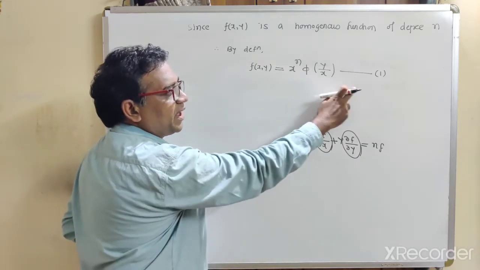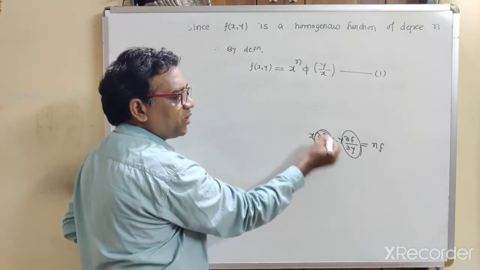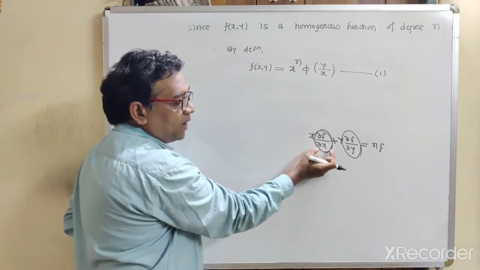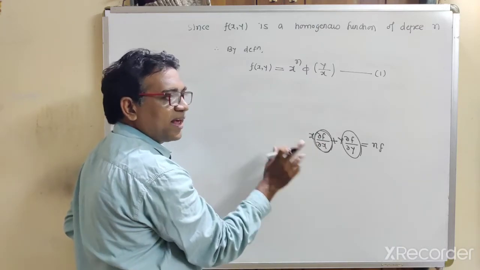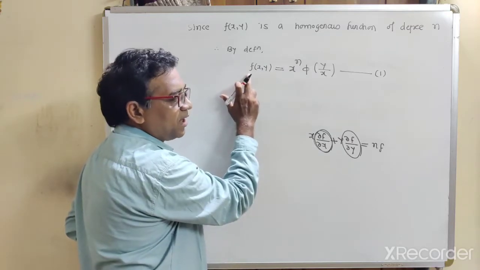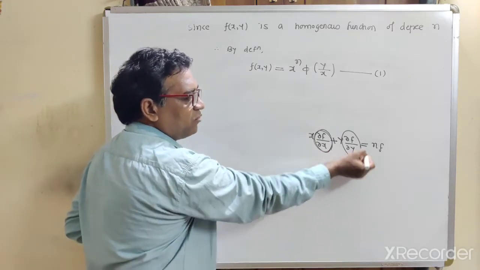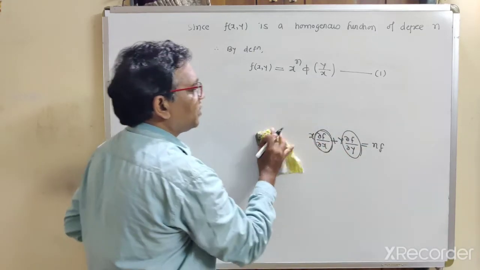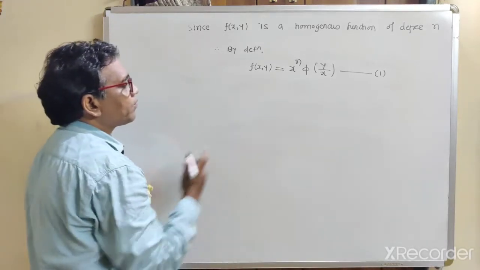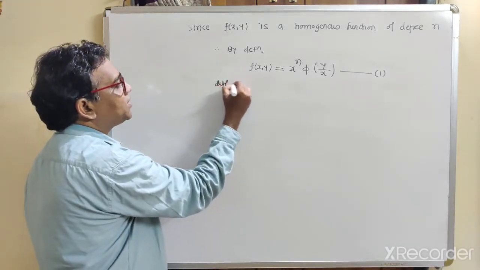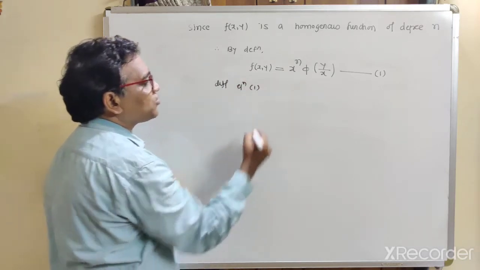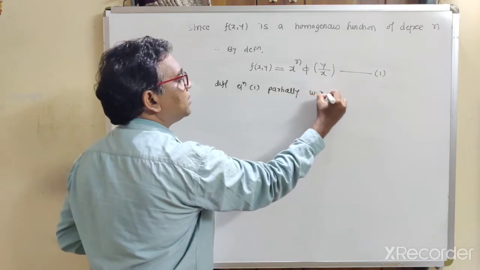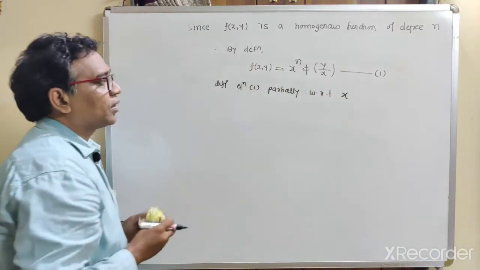So the procedure is: differentiate equation 1 partially with respect to x, which gives del f by del x, and multiply that equation by x. The next step is differentiating f partially with respect to y, which gives del f by del y, multiply by y and take the addition. So write down: differentiating equation 1 partially with respect to x.